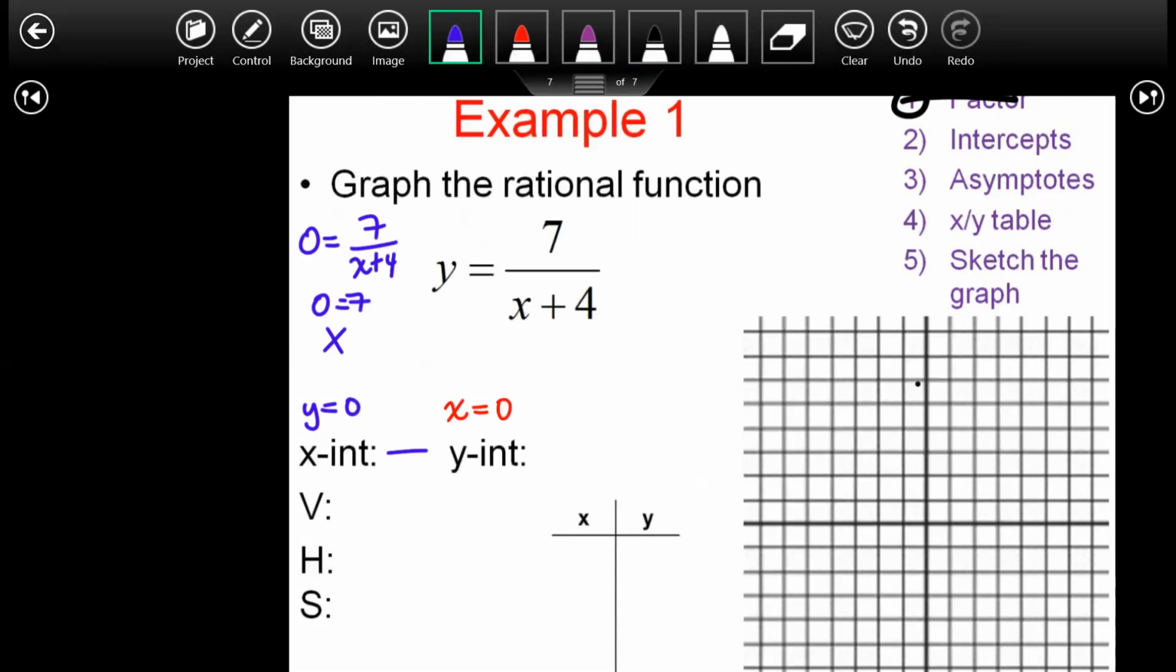If we look at the y-intercept, we're going to set x equal to 0. This is going to give us y equals 7 over 0 plus 4. If we simplify that, we're going to get y is equal to 7 over 4.